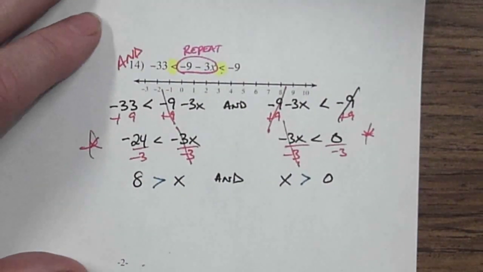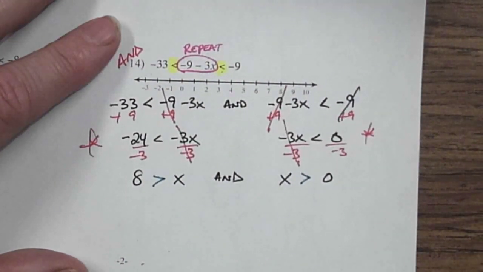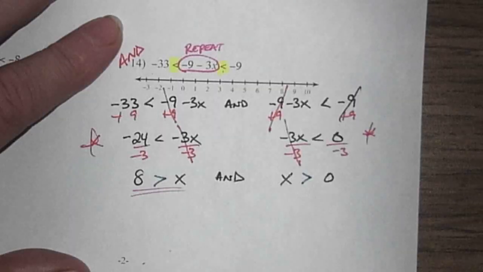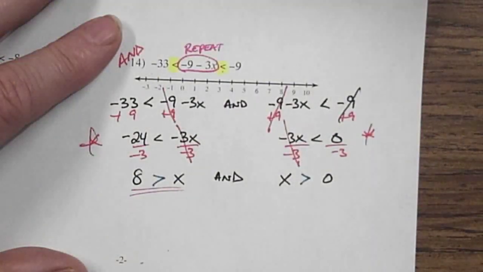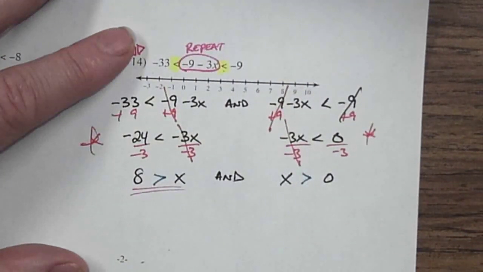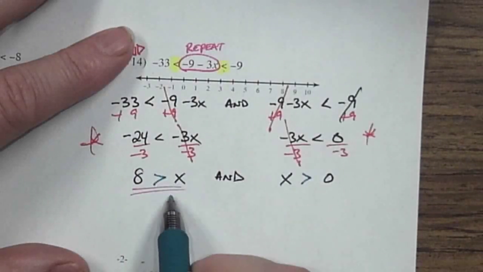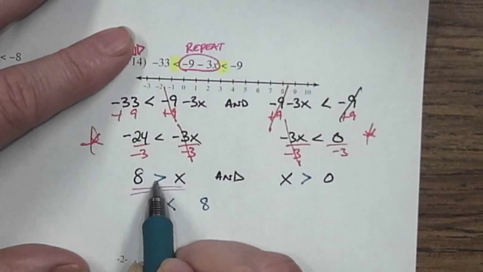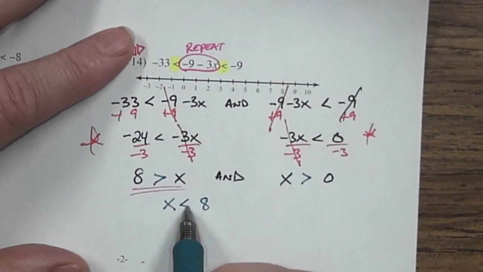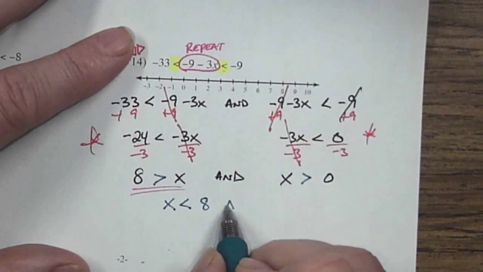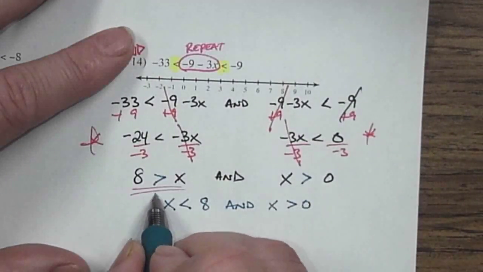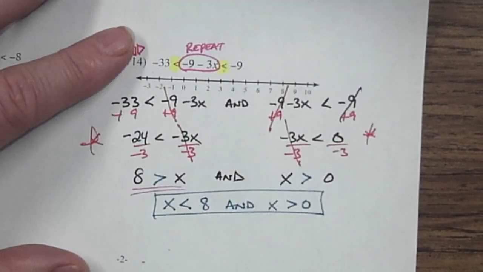Now, this is not proper because I don't like x on the right over here. I don't mind the other one, but I don't like x on the right. I just lost my light. There we go. So if I turn this one around and put x on the left and 8 on the right, then this will continue to point to x. Then I can put "and," and this one's fine, x greater than 0. So this is proper.